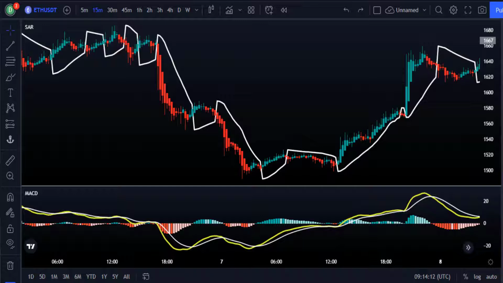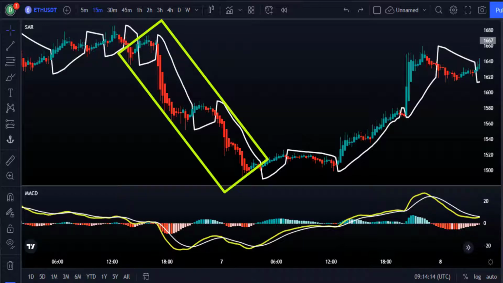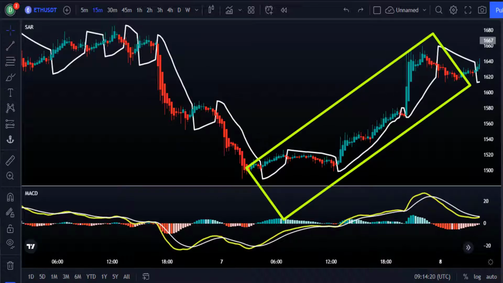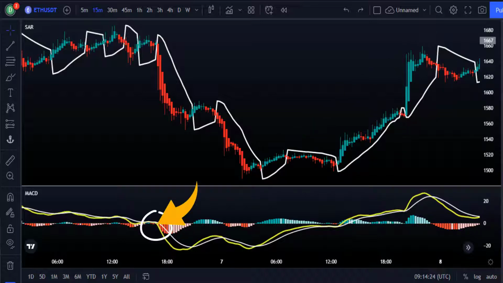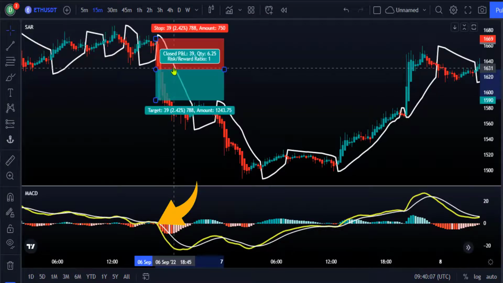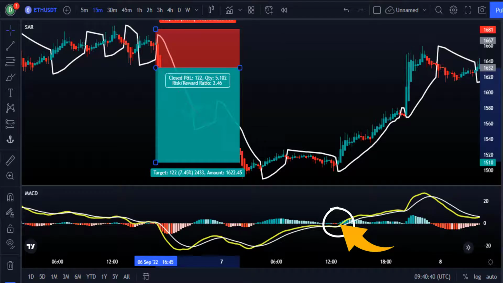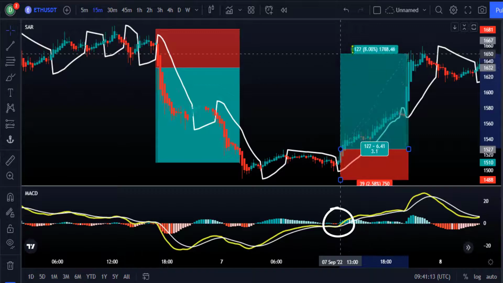The main idea of this strategy is that when the parabolic line is above the Heikin Ashi, it shows that the price is in a downtrend, and when it is below the Heikin Ashi and is sloped upwards, then it shows an uptrend. And when the MACD line crosses below the signal line to the downside and below the zero line of the MACD, you will take a short trade. And when the MACD line crosses above the signal line to the upside direction and above the zero line of the MACD line, you will take a long trade.